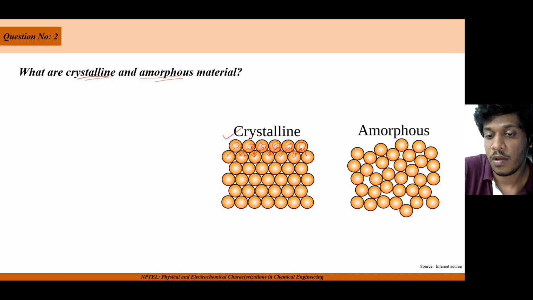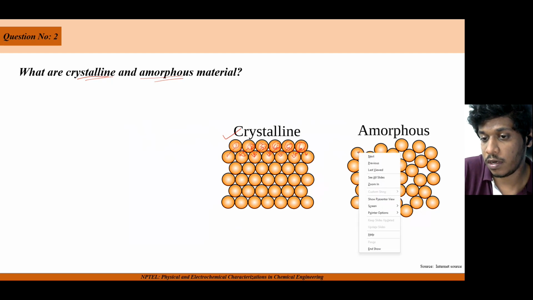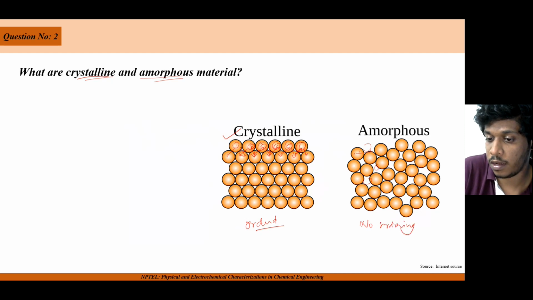But if you go for this amorphous, you can see that yes, there are atoms, but the arrangement of atoms is not regular. So there is 1 here, but there is no atom corresponding to it here. So there is a gap here. You can see there is a white space here. So here the arrangement is not proper. So this is an ordered arrangement, whereas here there is no ordering. So this is a crystalline material and this is an amorphous material.